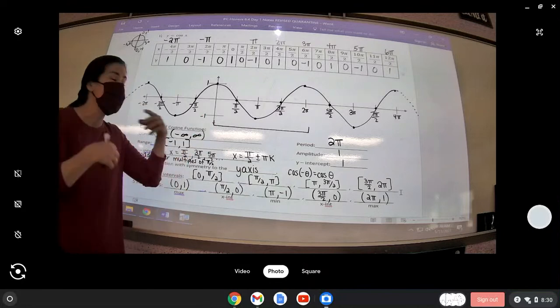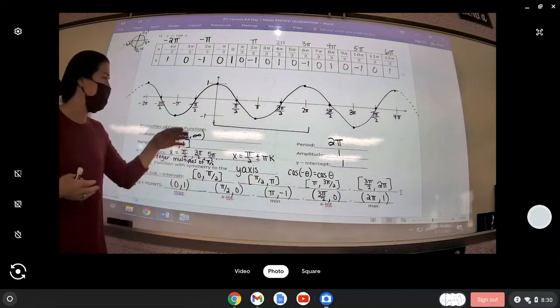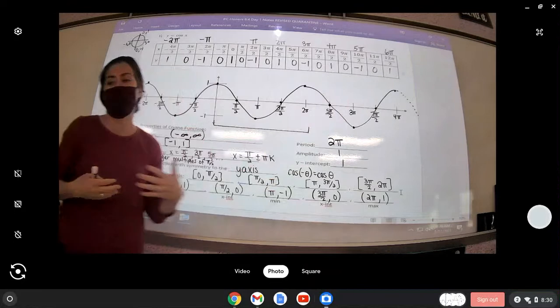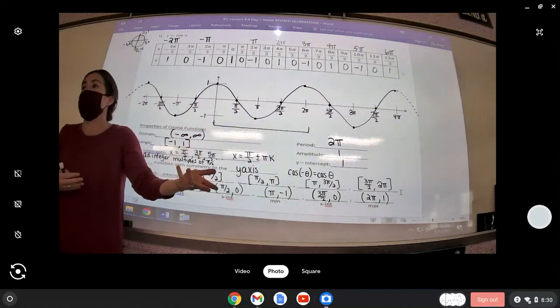And if you notice, again, with these periodic functions, they have infinitely many x-intercepts, because as long as they have one, eventually it's just going to start repeating itself.